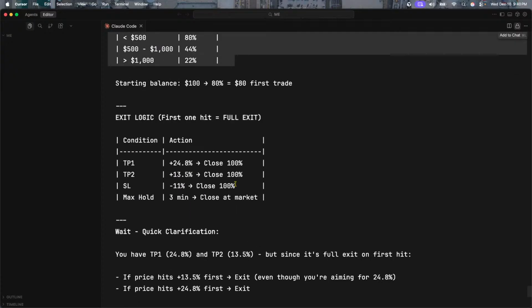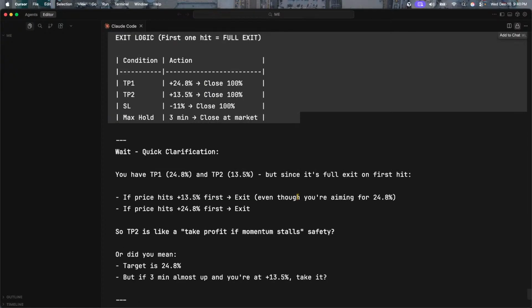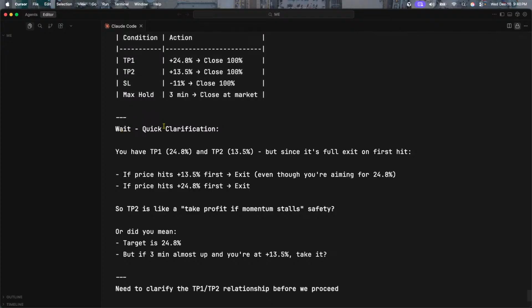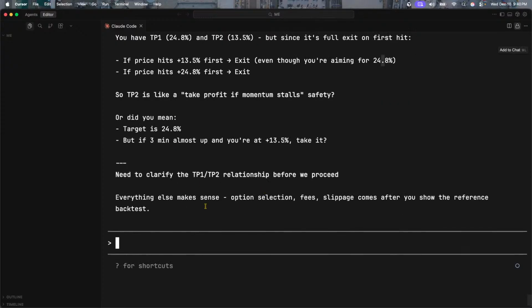This is our position management and our exit logic. Quick clarification: you have two TPs, but since it's a full exit on the first hit, if you hit TP 3.5 you exit, even though you're aiming for 2.4? Yes, this is going to make sense. Everything makes sense. Option clarification and fees. Let me show you the reference backtest.